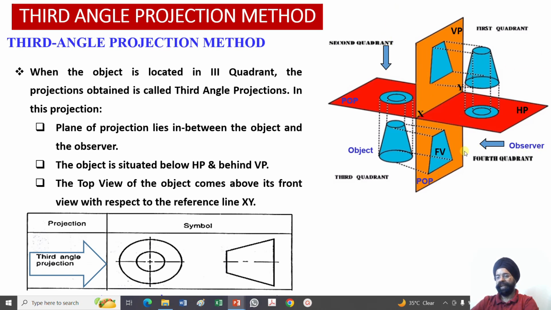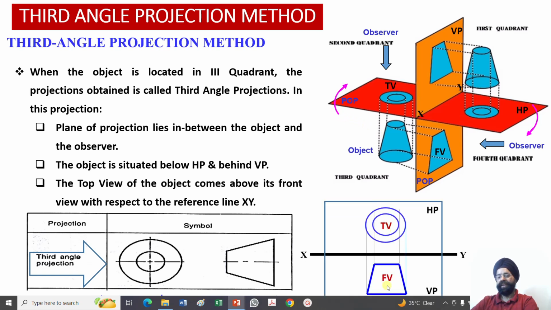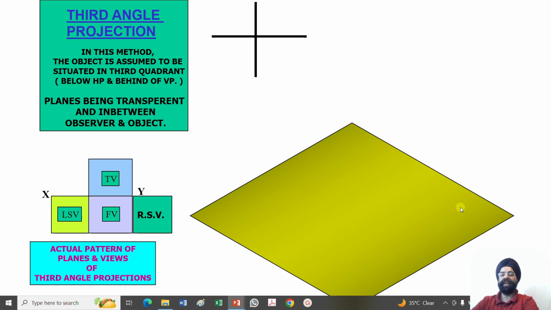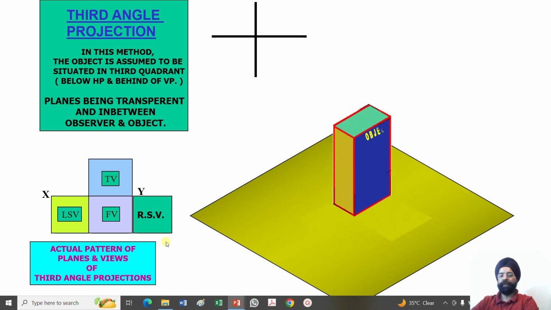You are looking at the front, the view will be obtained on the vertical plane. You looking from the top, the view will be obtained on the horizontal plane. Both are mutually perpendicular. This will be moving upward. HP will be moving upward. You can see the arrow. This is the arrow, and then the front view is drawn below the XY line and the top view is drawn above the XY line. So this is my third view, and in third angle, please check how the projections will be made. There is a difference.